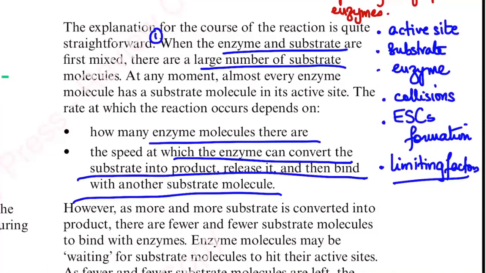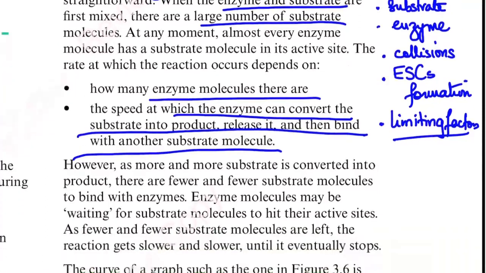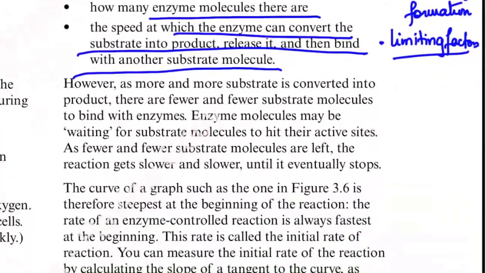So the reaction begins. In the first 30 seconds, it is very, very fast. Why? Because at any point in time, the rate of an enzyme catalyzed reaction depends upon the concentration of the enzyme molecules and the speed at which the enzyme can bind to a substrate, convert it into a product, release it, and then bind to another substrate molecule. ठीक है? लेकिन, however, as time is passing and more substrate molecules are converted into product, there are fewer and fewer substrate molecules to bind with the enzyme.